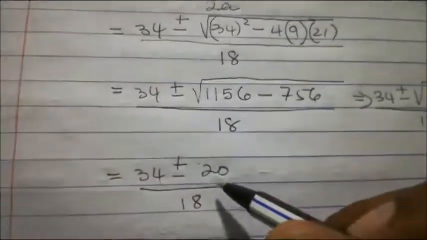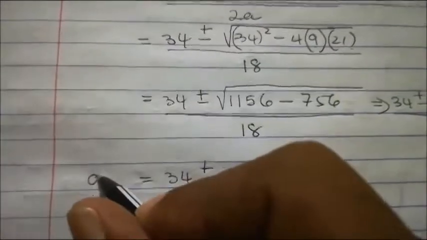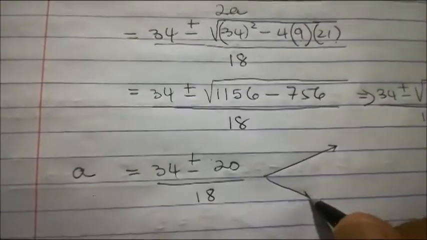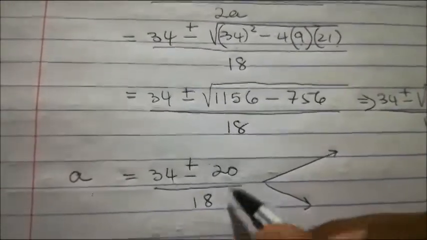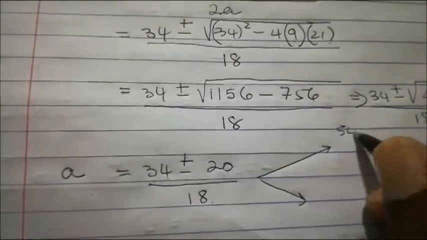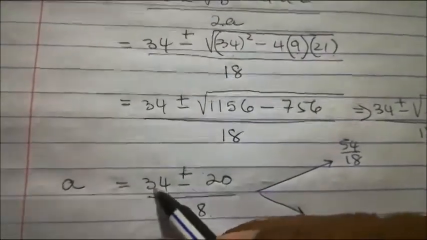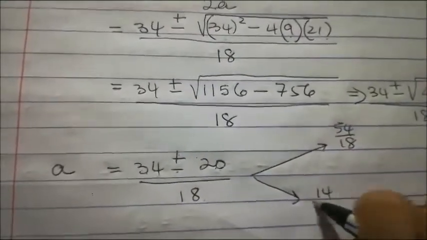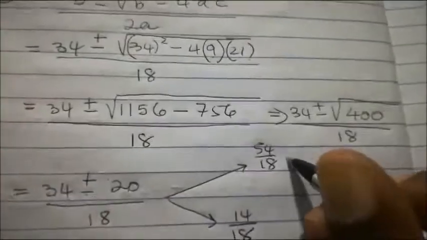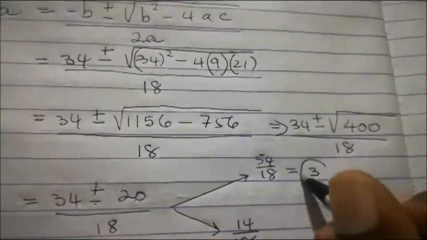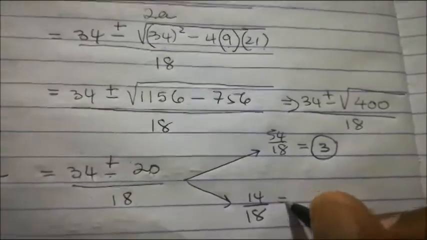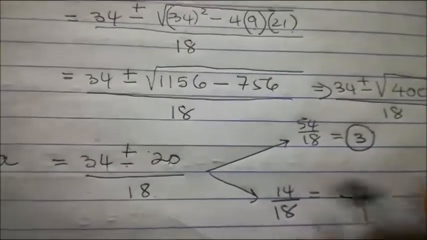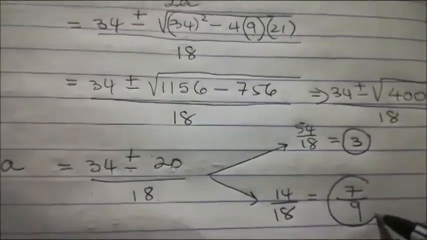Right? So from here, you will see that a has two answers. A will give you two different values right here. 34 plus 20 over 18 is 54 over 18. And 34 minus 20 is going to be what? 14 over 18. And this is going to be equal to 3. So our first value for a is 3. And our second value for a is going to be 7 over 9. When we reduce this fraction, it becomes 7 over 9.